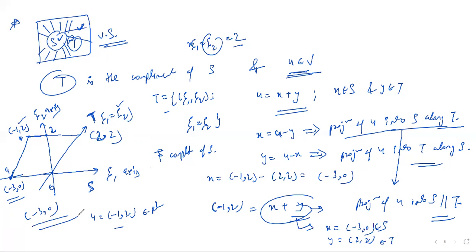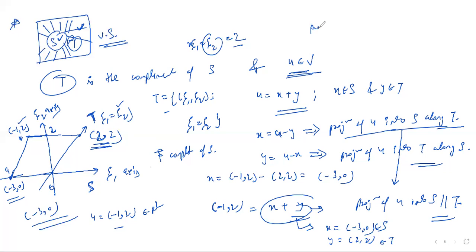And if I say it like this, what will be the projection of u into T along S? That means I have to draw a line parallel to S. Then we'll draw this line parallel to S, and this will be our point, and it will give us 2 comma 2. So the projection will be 2 comma 2 here.